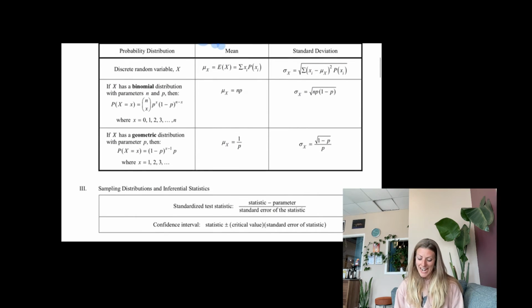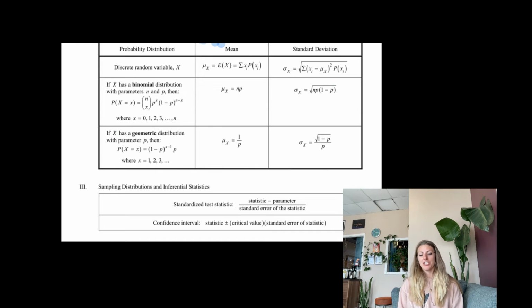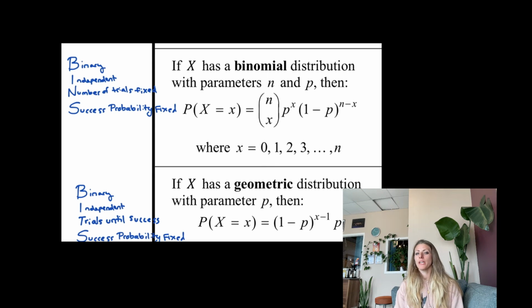All right. Now we get into binomial and geometric distributions. A couple quick reminders on binomial versus geometric. In order to have a binomial situation, you need bins, and for a geometric distribution, you need bits. Okay, so let me write those out for you real quick. The difference between a binomial distribution and a geometric distribution is kind of what you're looking for.